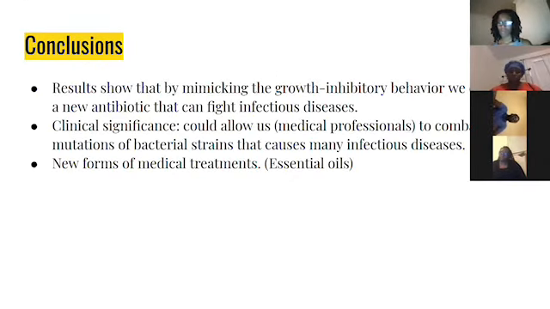So in conclusion, the results from our study showed that by mimicking the growth behaviors, we can form new antibiotics to fight against different infectious diseases. The clinical significance of this is that it allows medical professionals a new way to fight different new mutations of bacterial strains that cause a lot of the infectious diseases that we know of today. This opens a whole new world, medically speaking, of different treatments and preventatives, such as using more homeopathic medicinal approaches rather than traditional Western medicine. Some examples would be essential oils, different genomes of combats, just for gene sequencing and such.